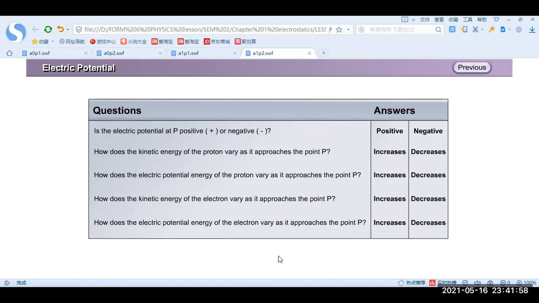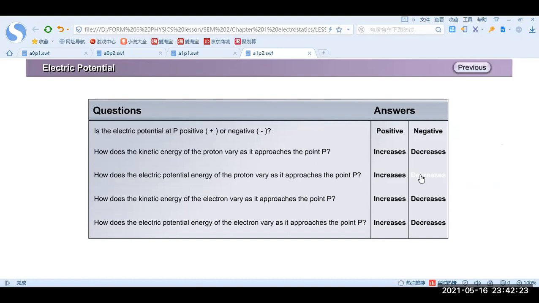And how does the kinetic energy of the proton change? The kinetic energy will increase because it is attracted by the negative charged plate. And how does the electric potential energy of the proton vary as it approaches the point P? As we know the kinetic energy of the proton increases, the electric potential energy will decrease.